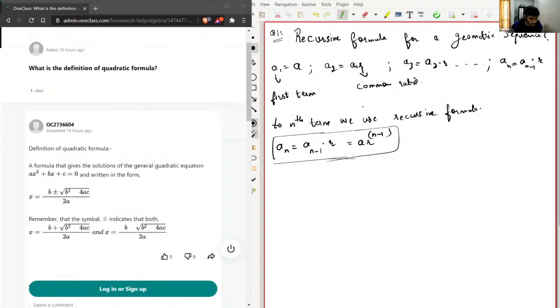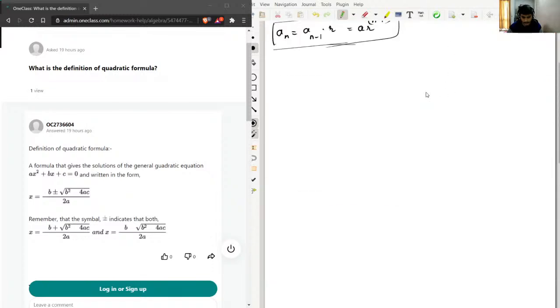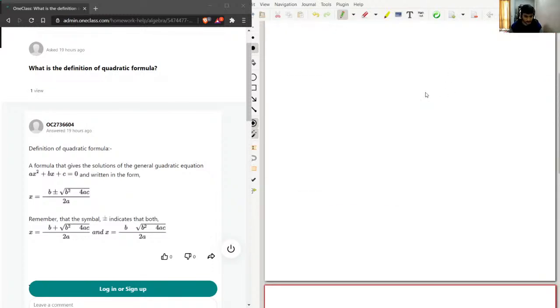So for the second question, I'll add one page here, and I'll write with the red color now. This is our question number 2. Here it is asking, what is the definition of a quadratic formula?